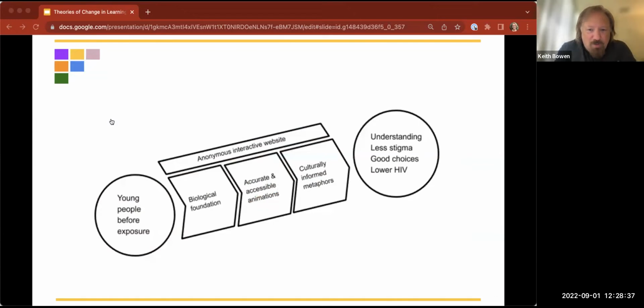Over the course of much research in the form of interviews and surveys and many design iterations, they came to a more detailed theory of change, which in brief was that within the context of an anonymous interactive website, content with a biological foundation rendered in accurate and accessible animations using culturally informed metaphors would lead to more understanding, less stigma, better choices, and ultimately fewer cases of HIV.